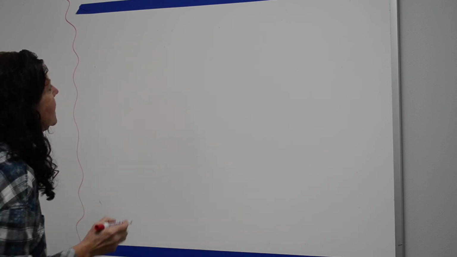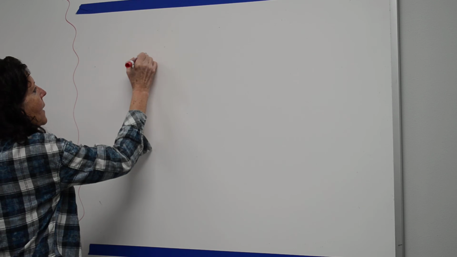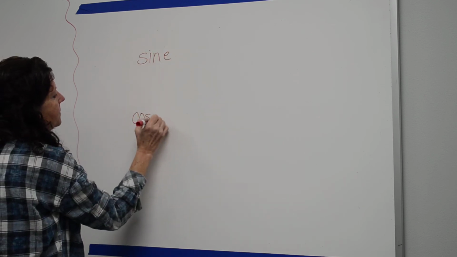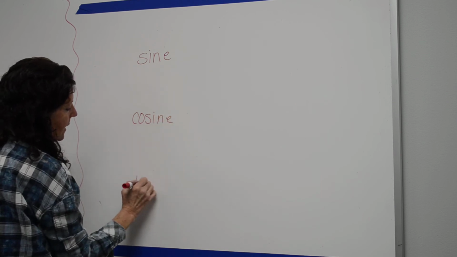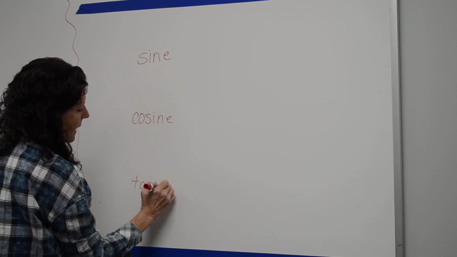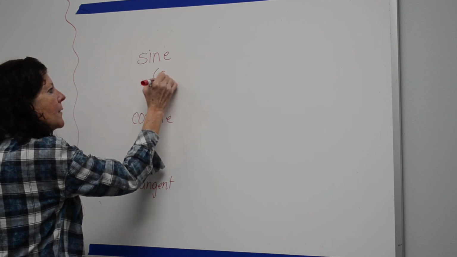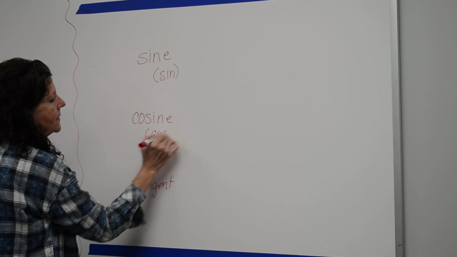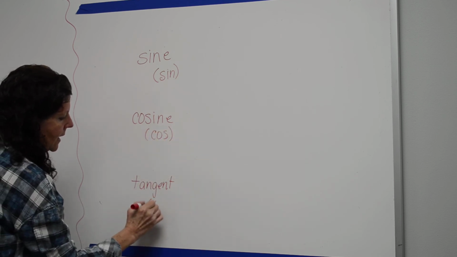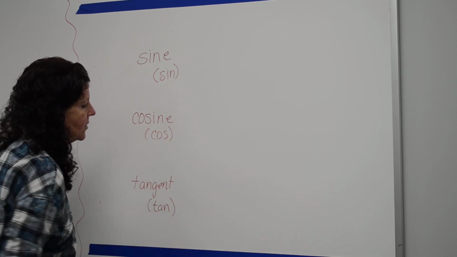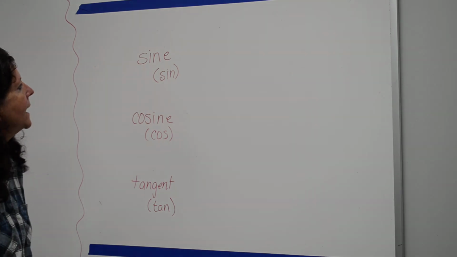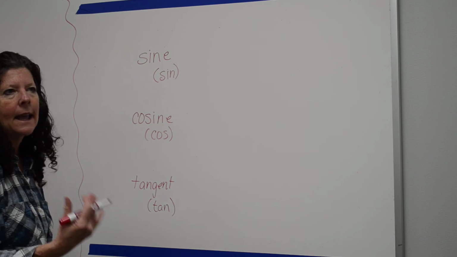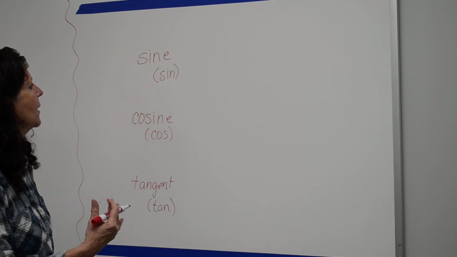So in trig, you have several different things. You have sine, cosine, and tangent. And if you have noticed on any calculator, you will have SIN, which stands for sine, COS, which stands for cosine, and TAN, which stands for tangent. Each one of these, they are defined by an angle and a side and how things are proportional.